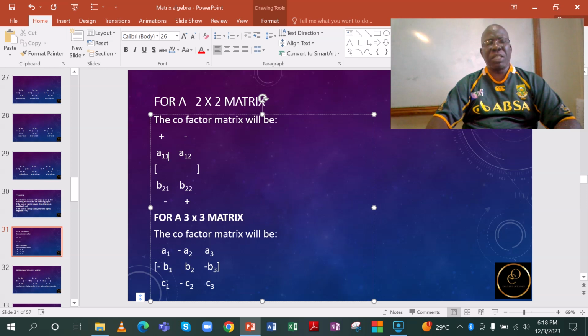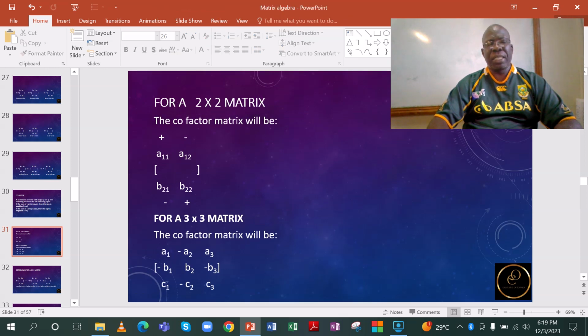The cofactor matrix will be A1, which is given a positive sign, A2 negative sign, A3 positive sign. B1 will be negative, because this is in row 2, column 1, that is an odd number, so that gets a negative. B2 is in row 2, column 2, that gets a positive. B3 is in row 2, column 3, that gives you 5, which is an odd number, so you give it a negative. The same applies to C1, C2, C3. So that's how it will appear.